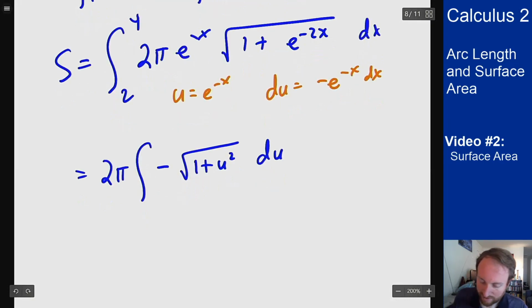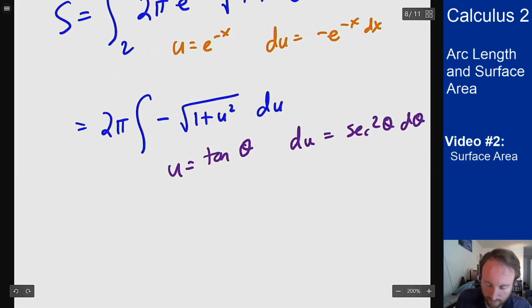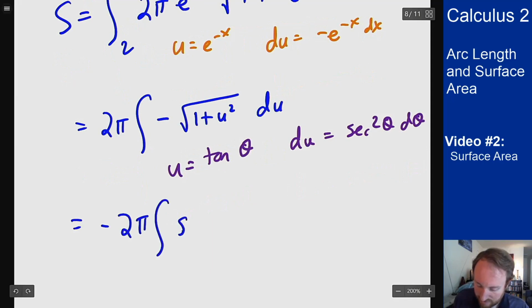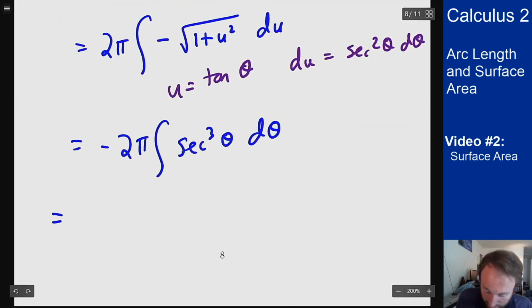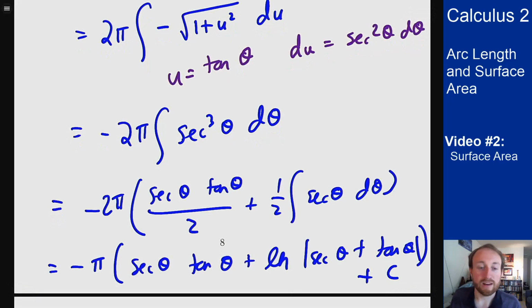So I want to let u now be tangent of theta. So du is secant squared theta d theta. I get negative 2 pi integral of, this becomes secant cubed of theta d theta, because the 1 plus tan squared becomes a secant squared, square root of secant times the du. And this needs reduction formulas to get to the answer. So using those, I get the following. And then I need to convert this back to u and then back to x.